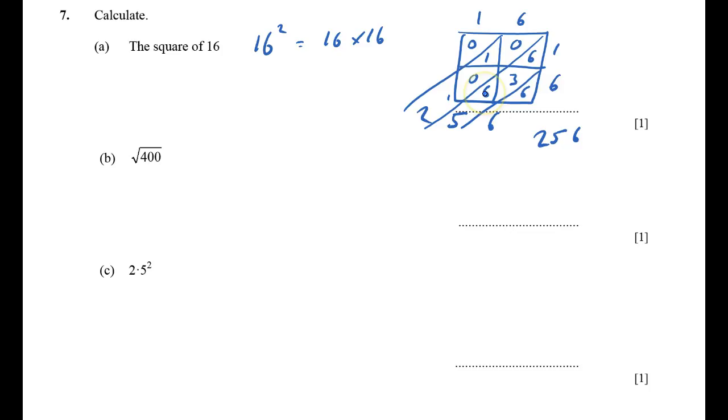Square root of 400: what times what makes 400? Well, 20 times 20 is 400. 2 times 2 is 4, and add 2 zeros. So the square root of 400 is 20.